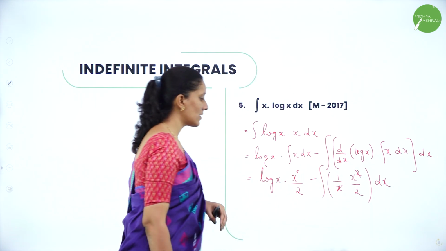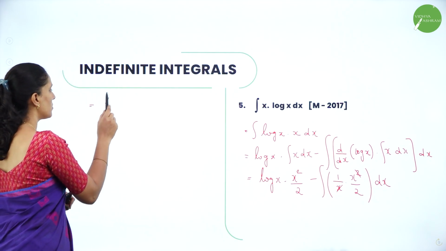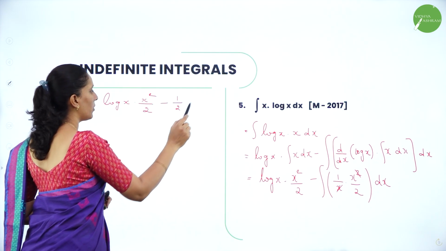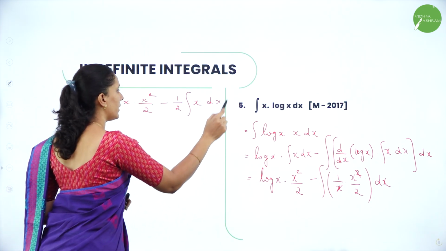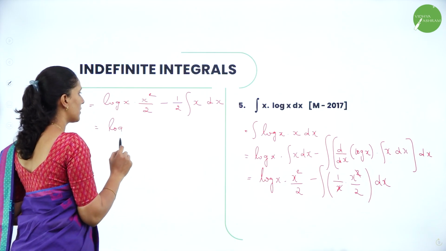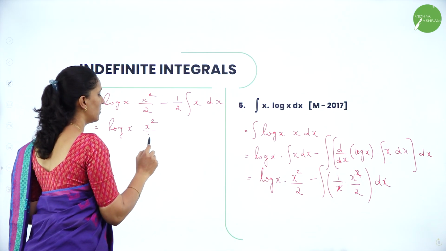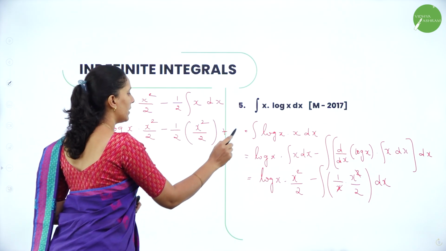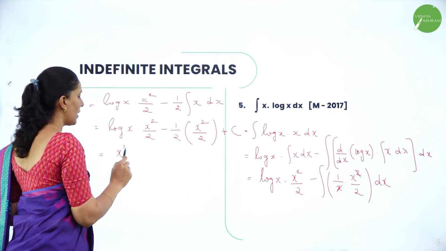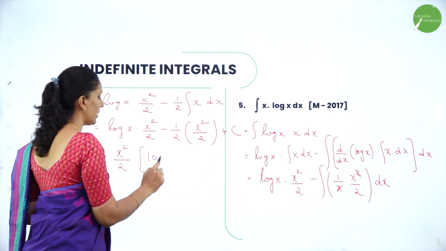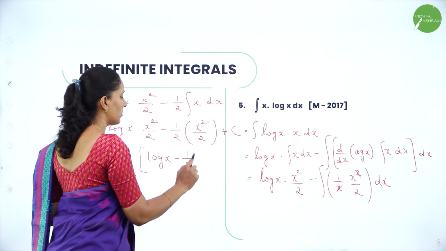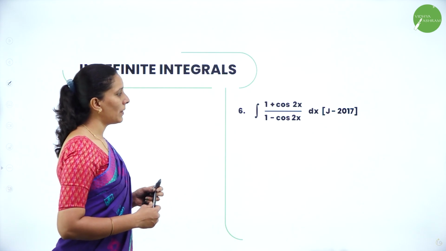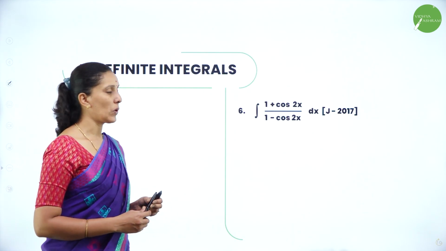x and x get cancelled. We can keep 1 by 2 outside. So we have log x into x square by 2 minus 1 by 2 into integral of x into dx. So we have log x into x square by 2 minus 1 by 2 into x square by 2 plus integration constant. So again here we can take x square by 2 outside, we will get log x minus 1 by 2 plus c. Next we have integral of 1 plus cos 2x divided by 1 minus cos 2x dx.